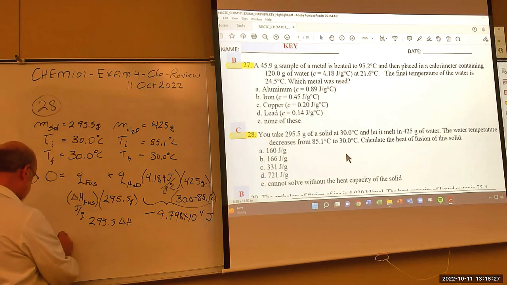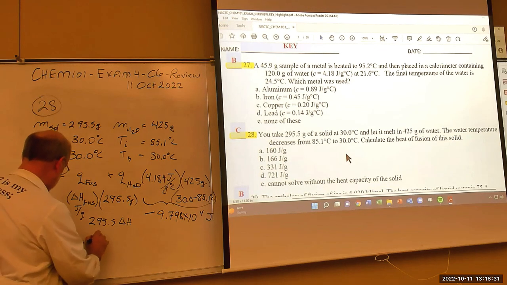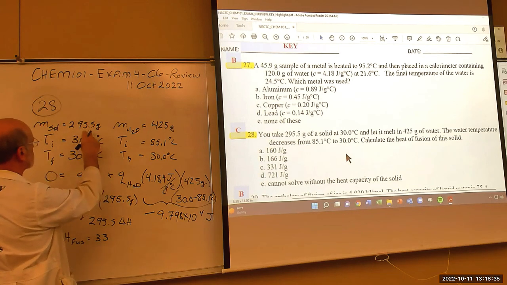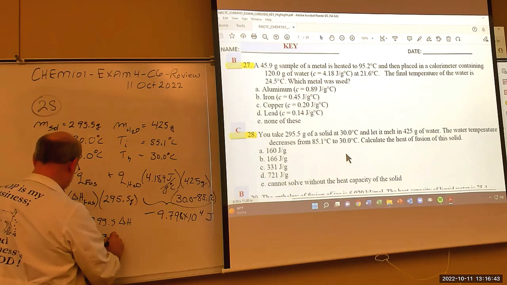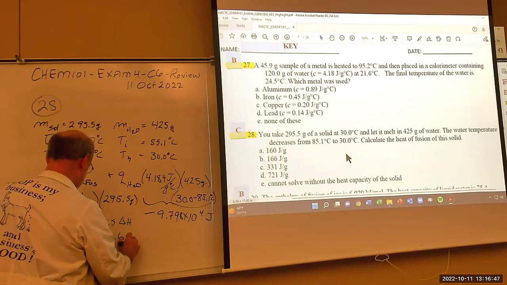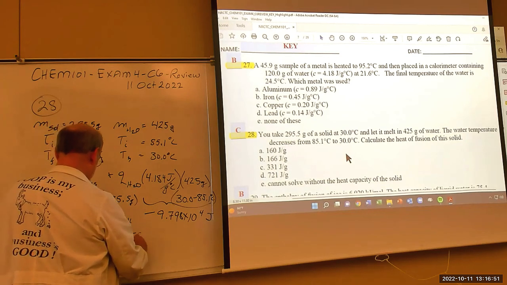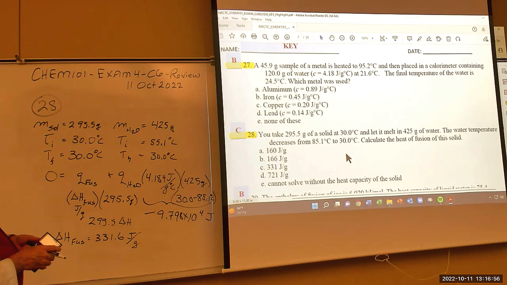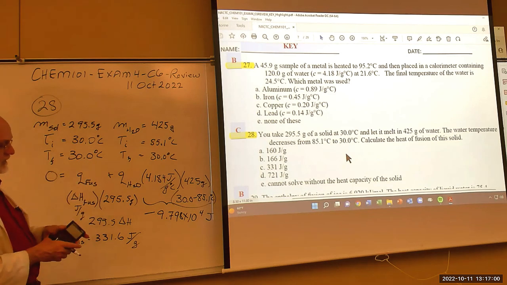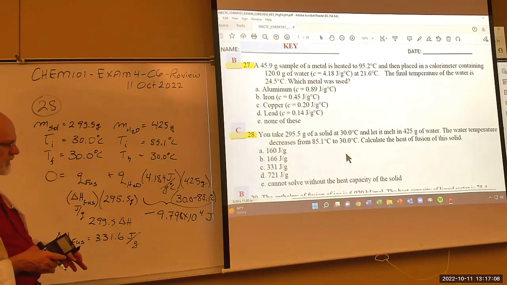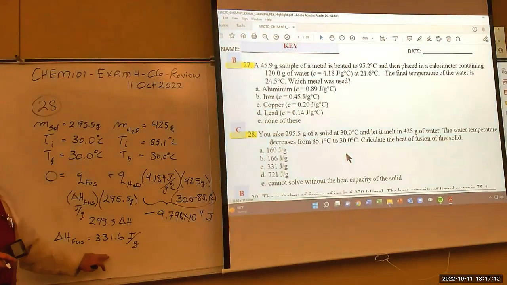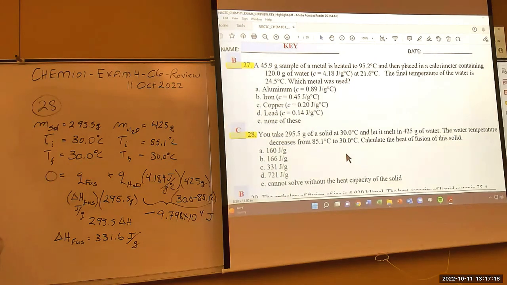So we're going to take this one and divide by that. And I get the delta H of fusion equals 331.6 joules per gram. Okay, so they rounded it off. They rounded something else off in here too, because rounded off in my figures would be 332. Cannot solve without the heat capacity of the solid. Okay, so that's not a valid answer. Pick the best answer. If you get this answer, pick 331, because you don't have none of these as an option. Everybody see what I did? Okay, good.